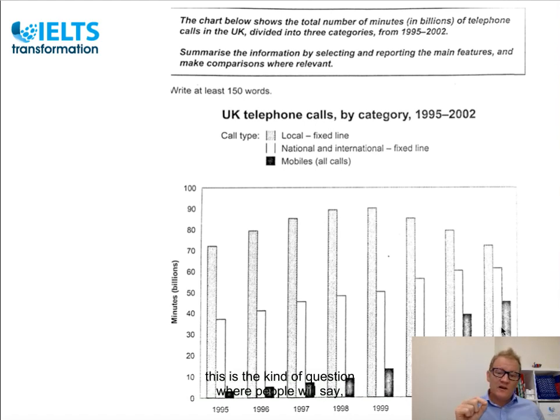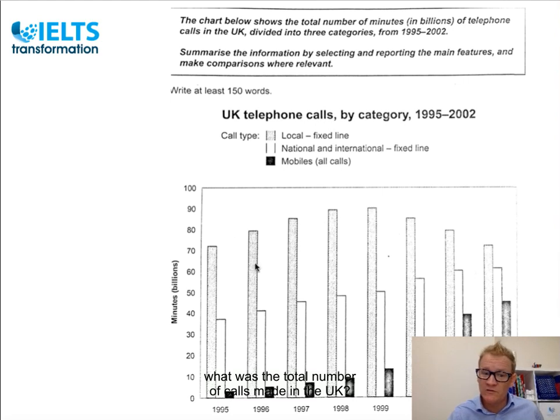This is the kind of question where people will say, overall, local goes up and down, international and national goes up, and mobile goes up. Well, don't do that. That's the main features. You want to talk about those things in the main part, not in your overview. So in this case, look at the totals.